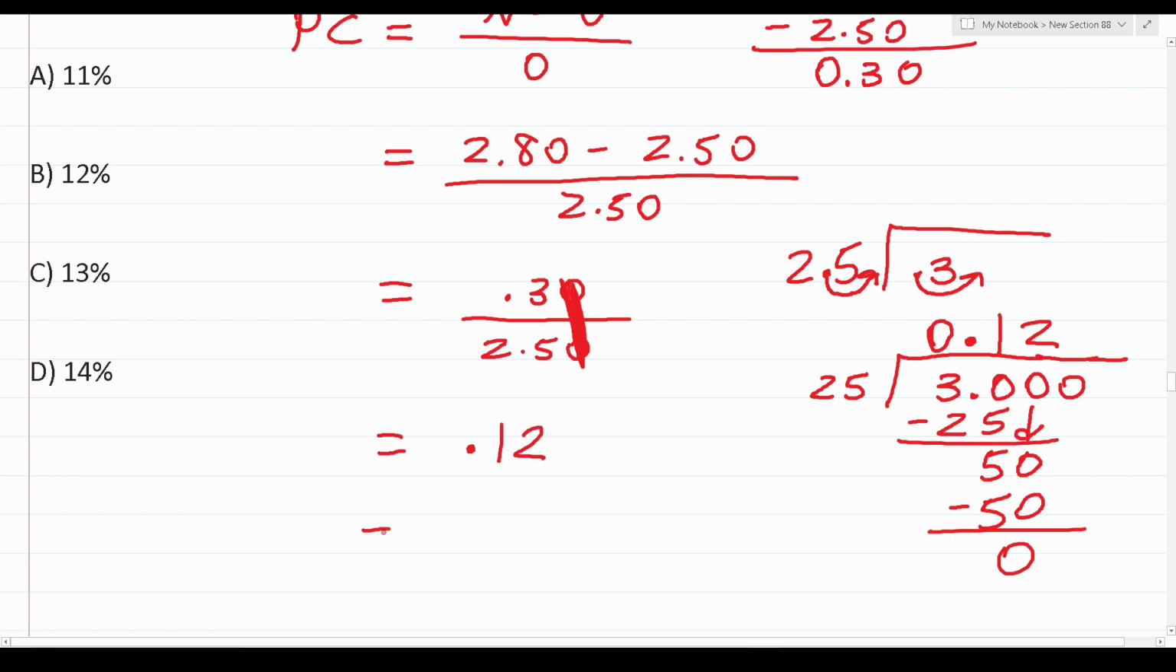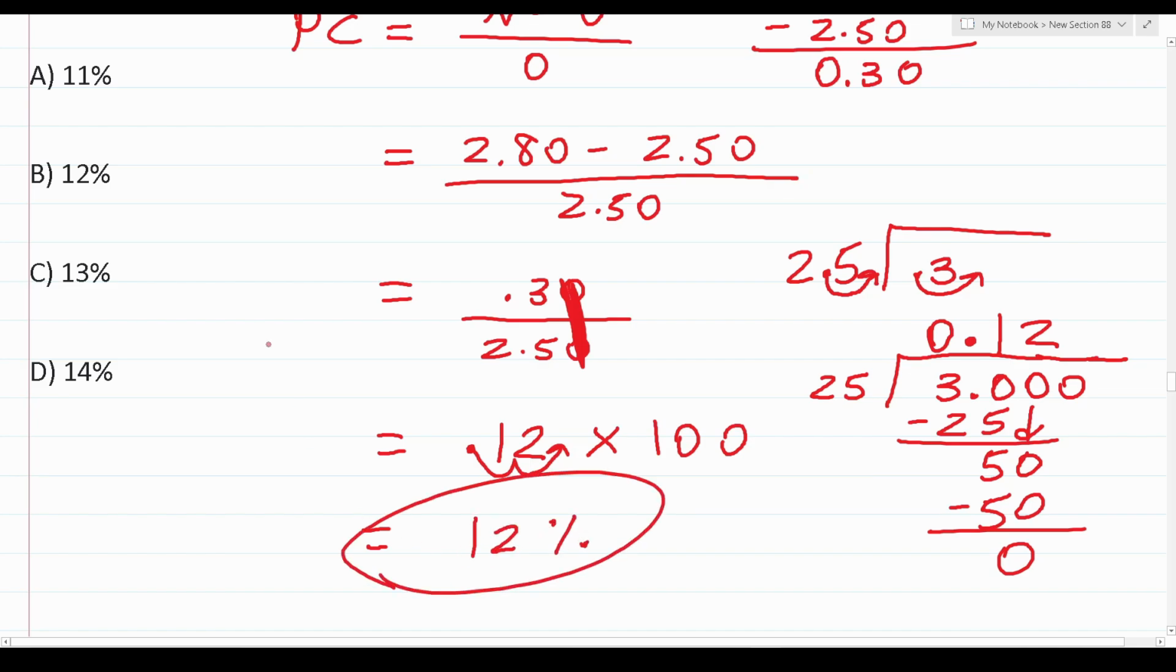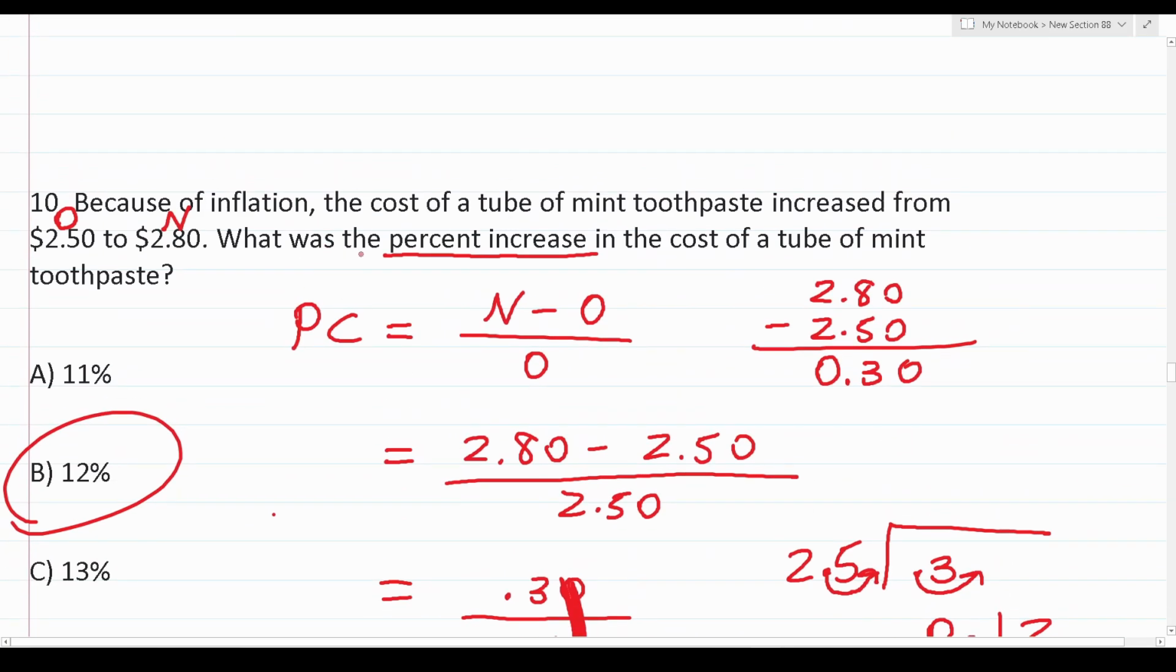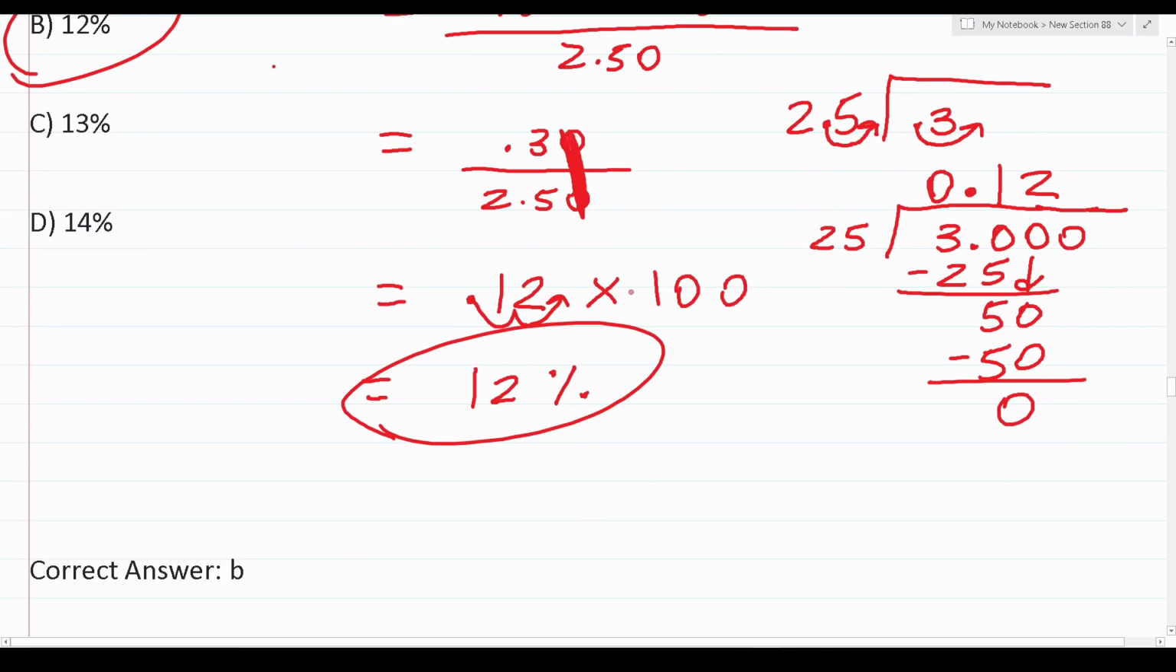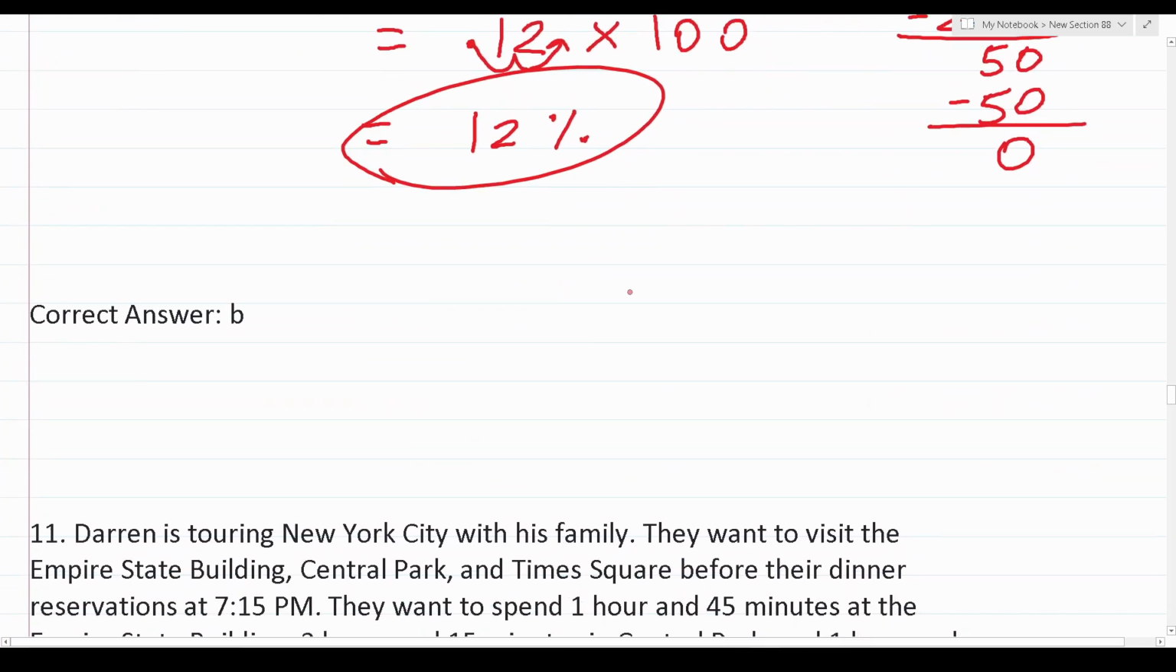Again, we want to express this as a percent, so we're going to multiply it by 100, which just means we're going to take its decimal and shift it 2 times to the right. So this becomes 12%, which we can see as answer choice B in this case. All right, so that's that one. Again, you do have to know about percent change for the ASVAB, so make sure you understand this formula. It's actually very easy to use once you get the hang of it.